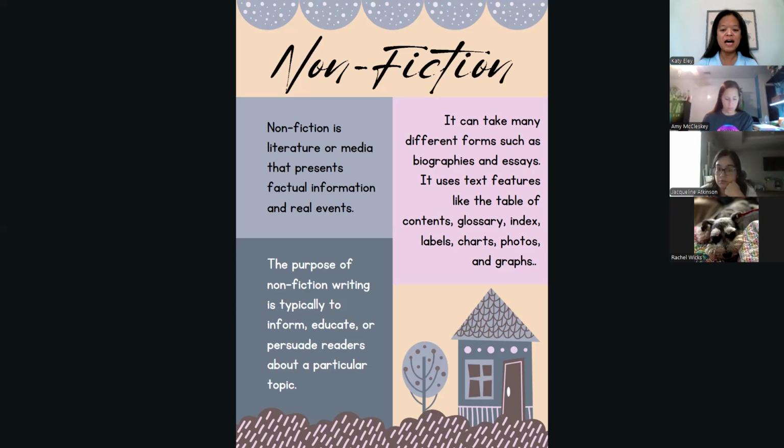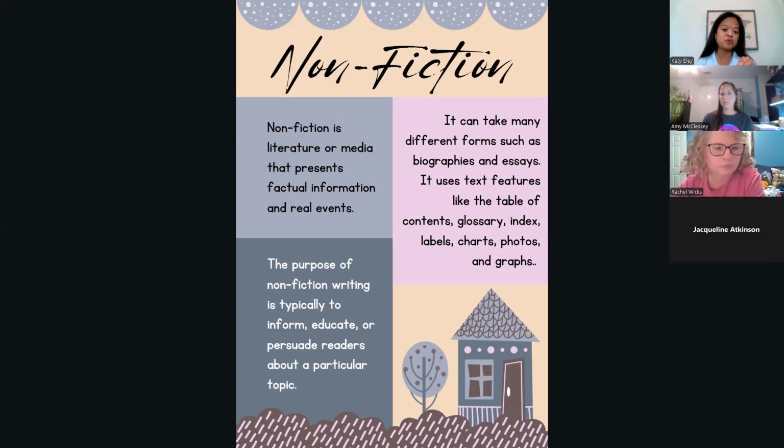One of the defining features of nonfiction is that it typically, not always, will have a table of contents, glossary, index, labels, charts, photos, and graphs. Fiction typically does not have a table of contents, however, students might confuse that with chapters. If you're reading a novel, they might see chapter 1, chapter 2, chapter 3, and yes, that is a table of contents, but it may not have glossaries or an index, and so on. So that would be the biggest difference between fiction and nonfiction. Fiction has story elements; nonfiction has facts, content, and glossaries.